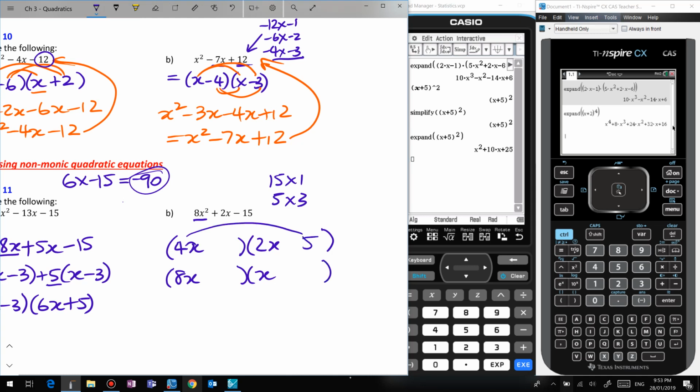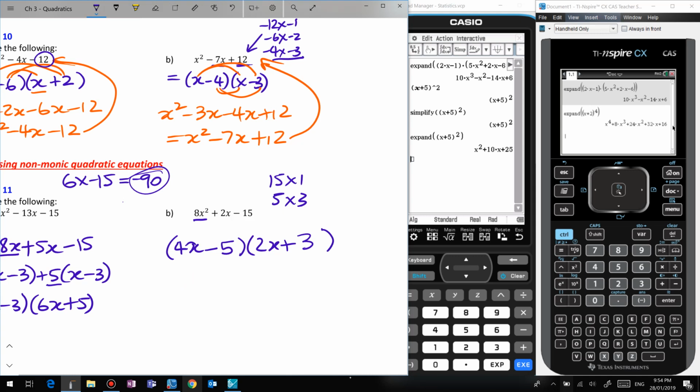If I had a 5 there, I would get 20, and if I had a 3 there, I would get 6. There's no way with 20 and 6 that I can get 2. What about if I had a 5 here, and I had a 3 here? That would give me 12x, and that would give me 10x. With 12x and 10x, could I get 2x? Well, if it was positive 12, minus 10, that would give me it.